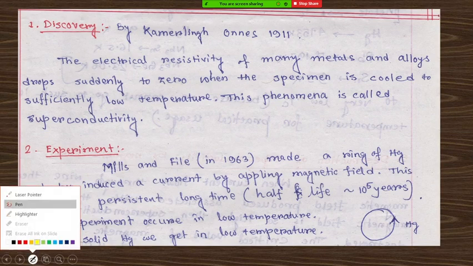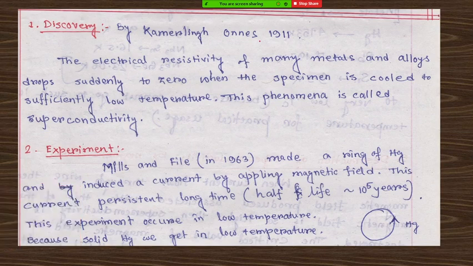The superconductor was first discovered by Kamerlingh Onnes in 1911. The electrical resistivity of many metals and alloys drops suddenly to zero when the specimen is cooled to a sufficiently low temperature. This temperature is known as Tc. Below the Tc, this phenomenon is called superconductivity, the state of this material, and the material is called a superconductor in that temperature region.